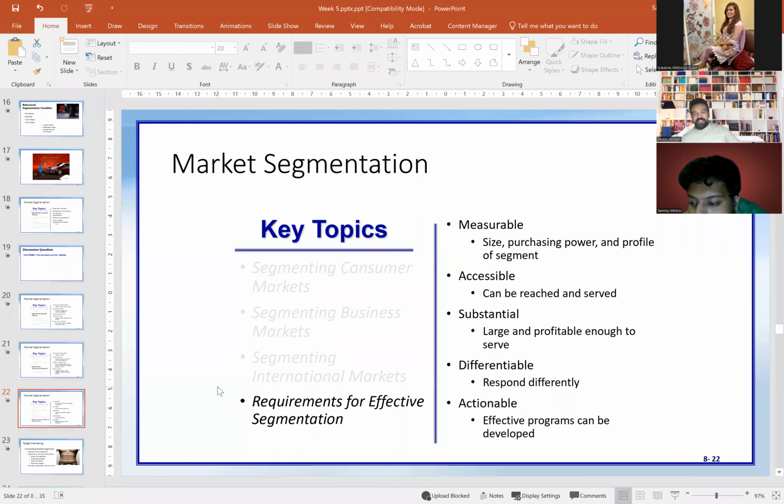Then comes accessible, can be reached and served. If you are segmenting your market, you should be able to reach that market. That's really important. If you can't reach the market, there's no point segmenting them. Substantiality is also another factor, because if you have a segment which is really very small, that you can't even reach, there's no point actually going to that market. So you have to be mindful of that.